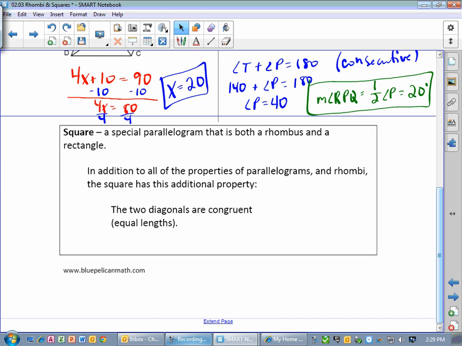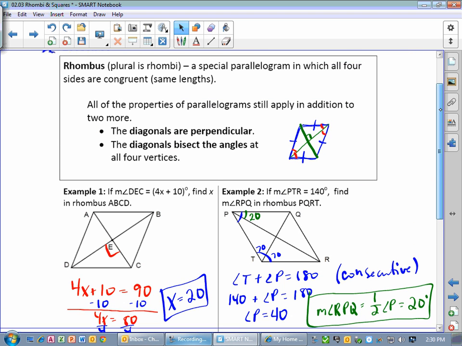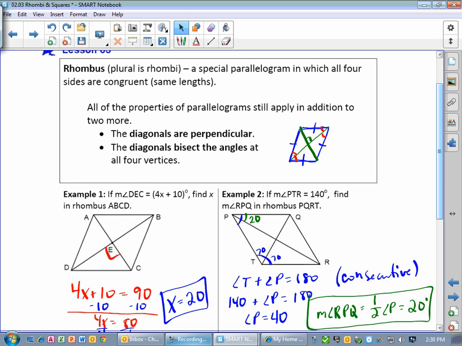Last figure, a square. So a square, again, is a parallelogram. And a square is the love child of a rhombus and a rectangle. It inherits all of the properties of rhombi and rectangles. So what makes a rhombus special? What makes a rhombus as opposed to just any other parallelogram? Regular parallelograms can be tilted. So for rhombuses, the important thing is all four sides are congruent.